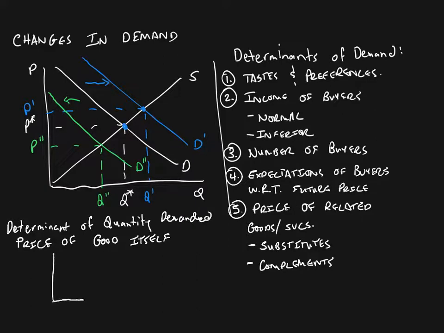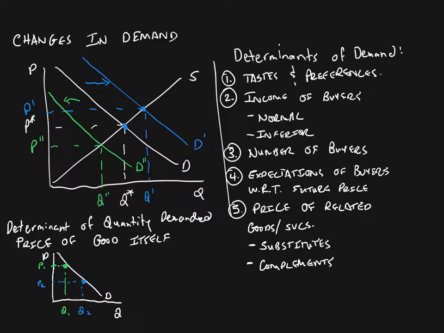So for instance, I'll just draw a small demand curve here. Here's our demand curve. At this price, P1, we see that buyers want to buy Q1. And if we change the price to P2, we see now buyers want to buy Q2. So a change in price just causes movement along the demand curve, whereas a change in one of the determinants of demand is going to cause a change in the entire curve. It's going to shift the entire curve.